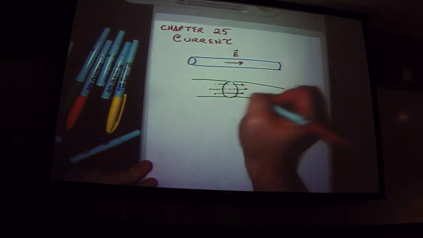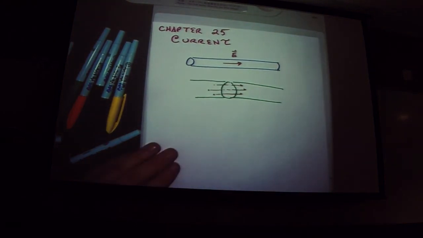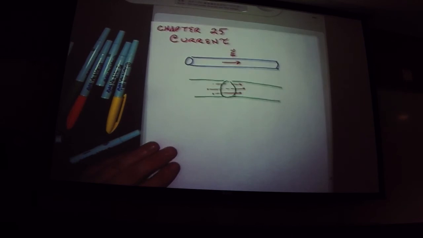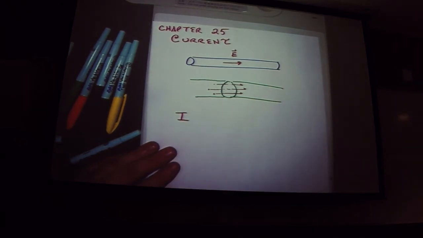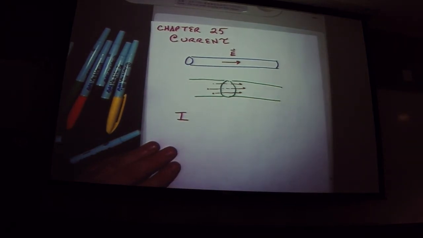Okay, charges moving through it. The current is the amount of charge that moves through a cross section in a given time. That's the definition of current. Current is equal to the amount of charge, Q, that moves through a particular cross section in a given time.